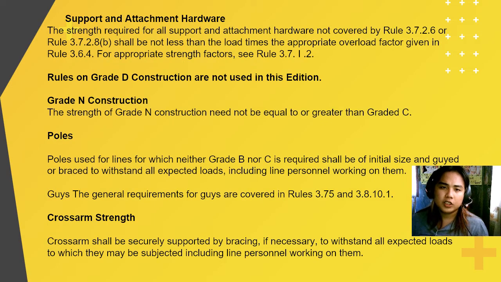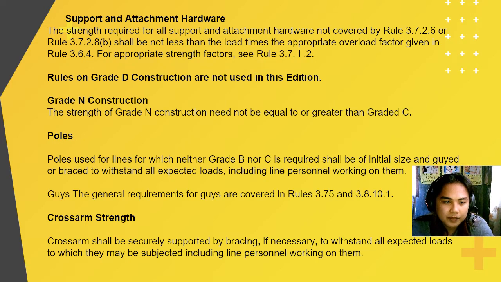So, support and attachment hardware. The strength required for all support and attachment hardware not covered by this rule shall not be less than the load times the appropriate overload factor given in this rule. For appropriate strength factors, see rule 3.7.1. So rules on grade D: grade D construction is not used in this edition.